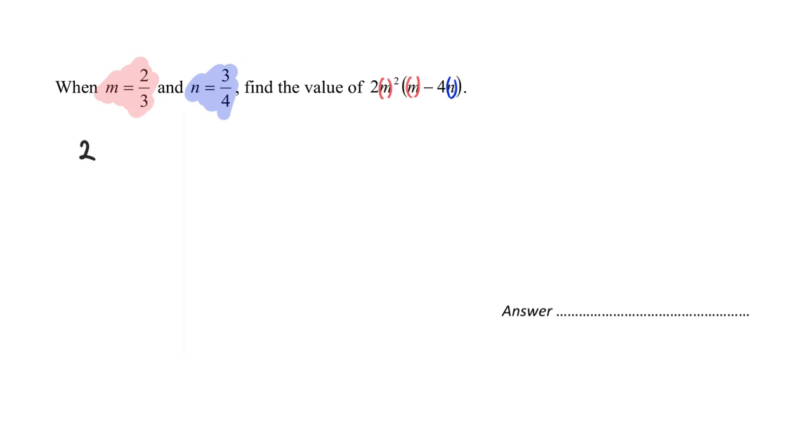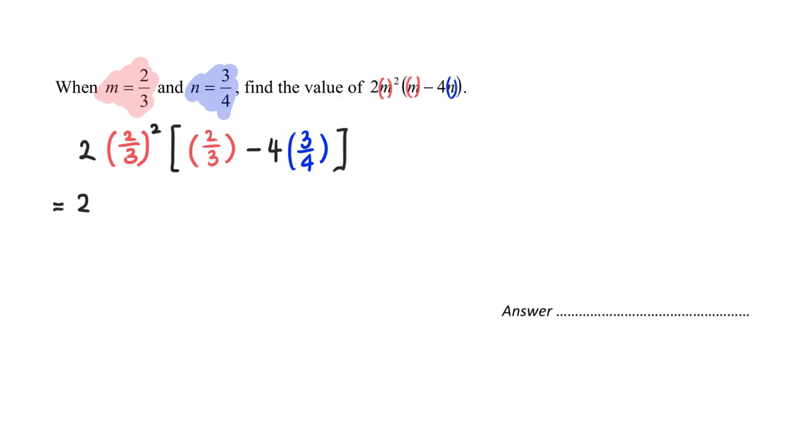So m will be 2 times (2 over 3). This one is power 2, and there is m inside here, (2 over 3), minus 4 times (3 over 4). Right, let's continue, and slowly we tackle and evaluate the brackets step by step.